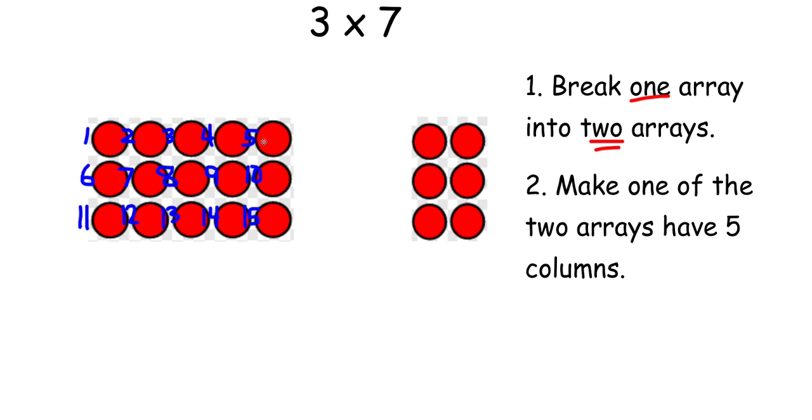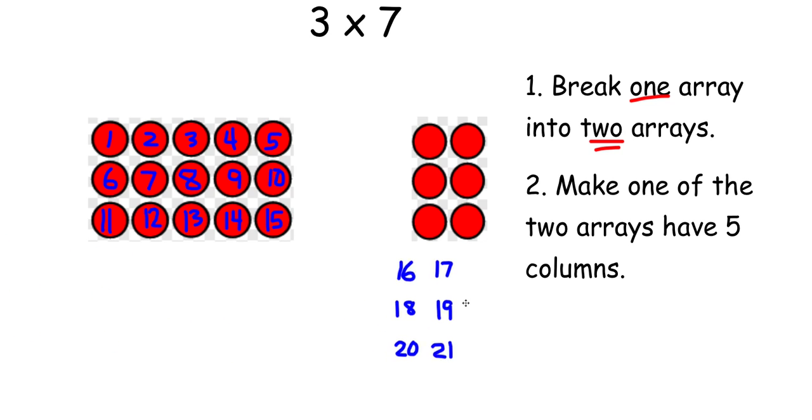And so I'm going to bring in my number system here, and you can see that I have 15 total dots there from that original array, and then I have the remaining set over here. So to continue counting on from 15: 16, 17, 18, 19, 20, 21. I have not changed the number of dots here. So the first thing I did is I broke one array into 2 arrays.